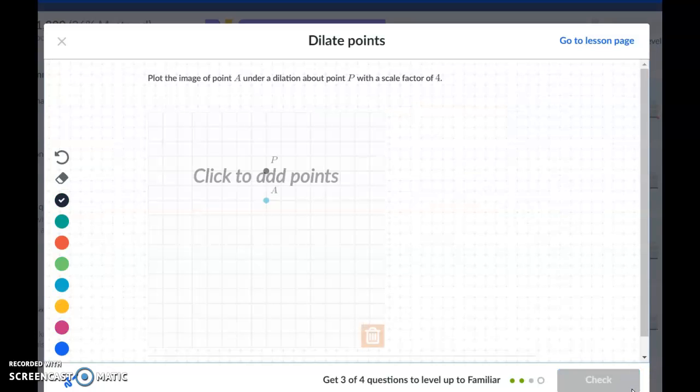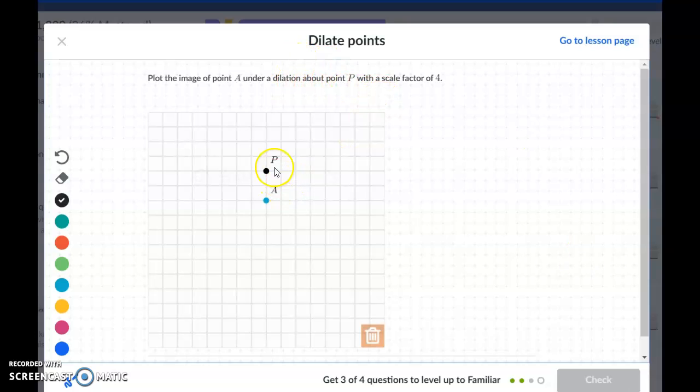Okay, plot the image of point A under a dilation about point P with a scale factor of 4. Okay, so same sort of thing, we're going to be counting. So currently, we're starting at point P, because the dilation is from point P. A is 2 units away, so 1, 2, it's 2 units away.